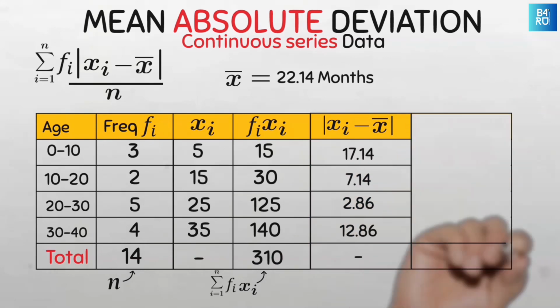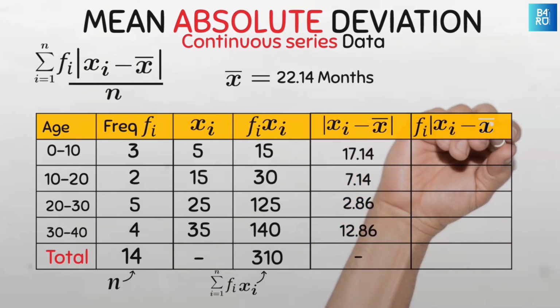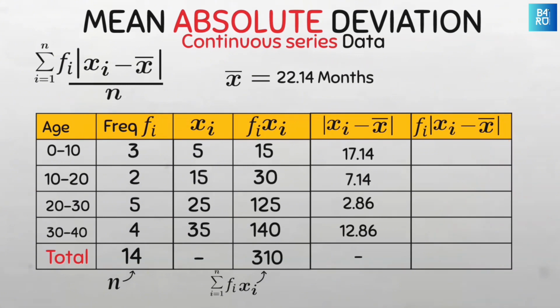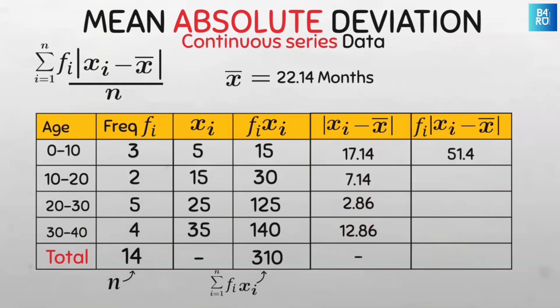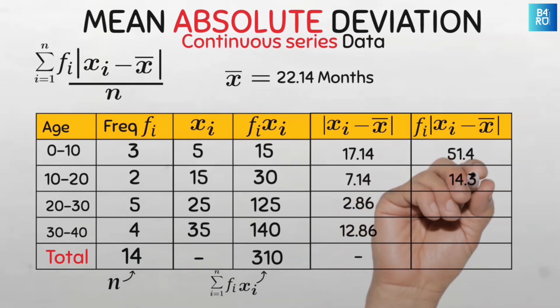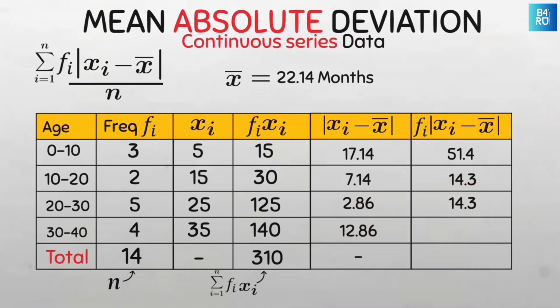So let's add another column. Here we will label it f sub i multiplied by the absolute deviations. So for the first class, we have a frequency of 3 and an absolute deviation of 17.14. So 3 times 17.14, that's equal to 51.4. Then for the second, 2 times 7.14, that's 14.3. Then 5 times 2.86, that's 14.3 again. And lastly, 4 times 12.86, and that's 51.4.